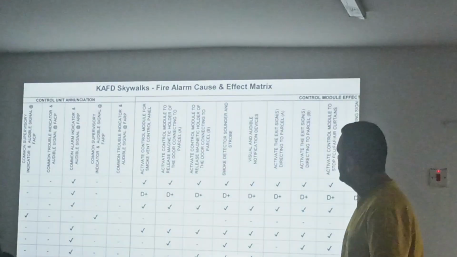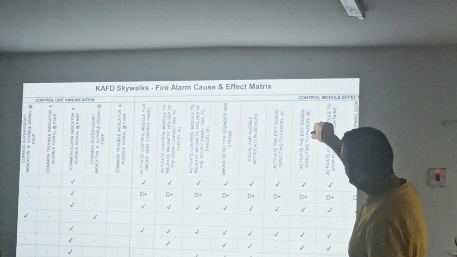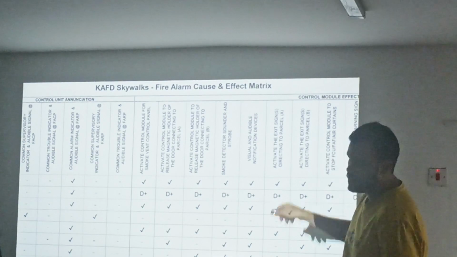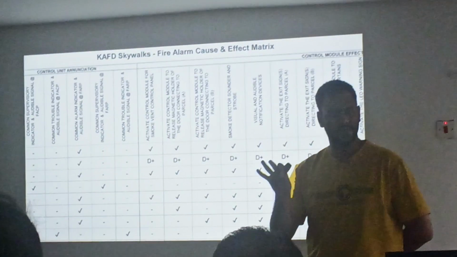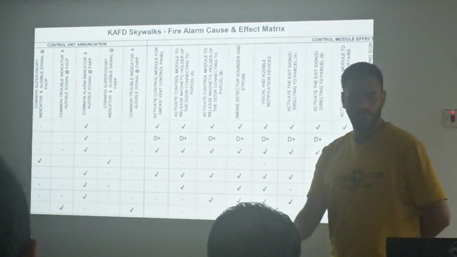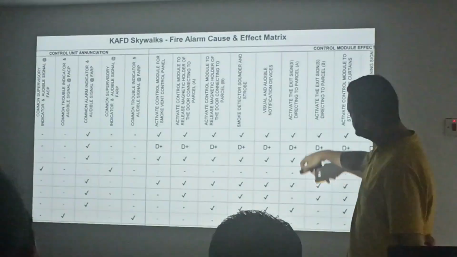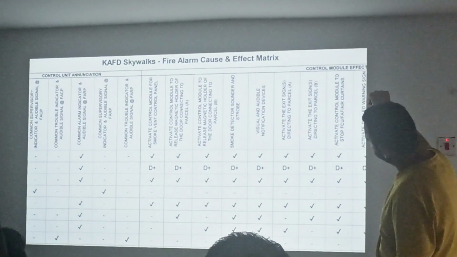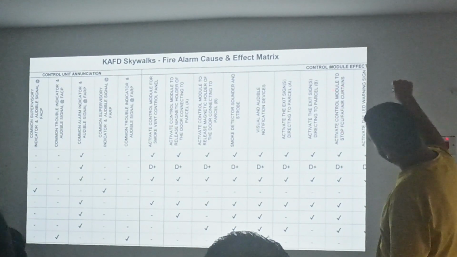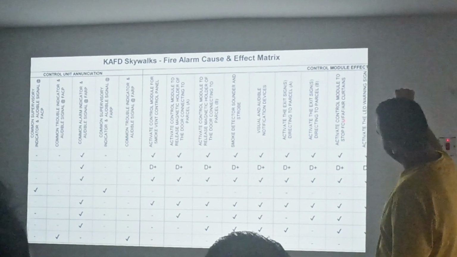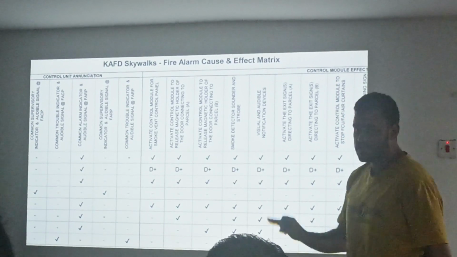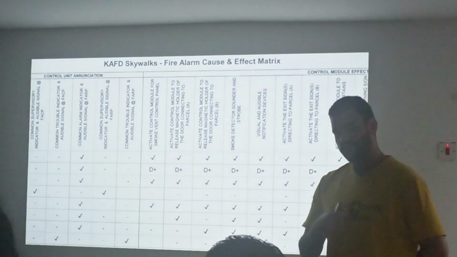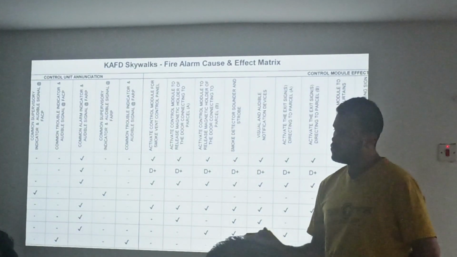Another example, visual and audible notification. That means flash and the alarm sound will come if someone pulled the manual call point. Another example is activate control module to stop FCU, FAF, and air curtain. If there is fire, the FCU and the fresh air fan and the air curtain all will be stopped.